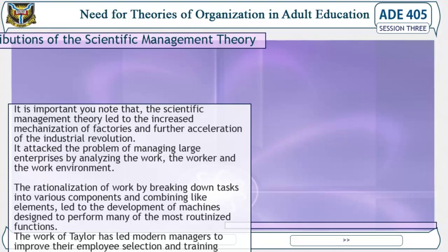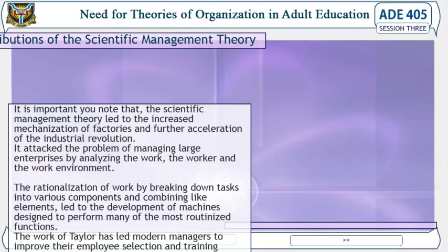Contributions of the scientific management theory. It is important you know that the scientific management theory led to the increased mechanization of factories and further acceleration of the Industrial Revolution. It attacked the problem of managing large enterprises by analyzing the work, the worker, and the work environment. The rationalization of work by breaking down tasks into various components and combining like elements led to the development of machines designed to perform many of the most routinized functions.